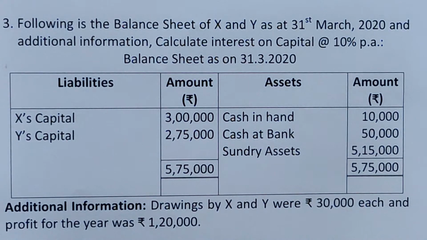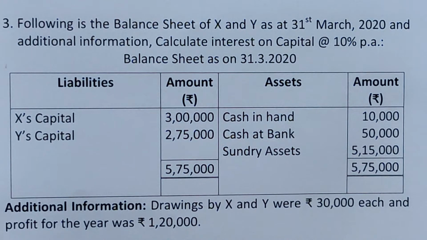So the third question of the day is: following is the balance sheet of X and Y as on 31st March 2020 and additional information, calculate interest on capital at 10% per annum. We are given a balance sheet. On the liability side we have X's capital and Y's capital, 3 lakh and 2,75,000 rupees respectively. Cash in hand 10,000, cash at bank 50,000 and sundry assets 5,50,000 rupees. We have to calculate interest at 10% per annum, and the balance sheet is given as of 31st March 2020. It means the capital balances given are closing capital balances.